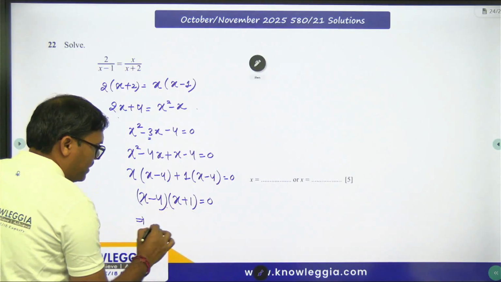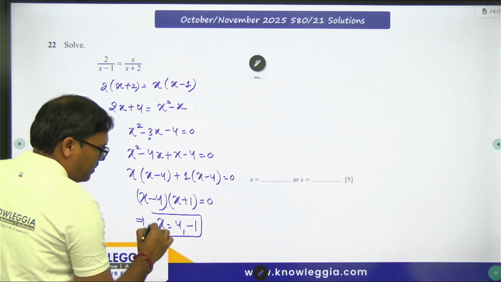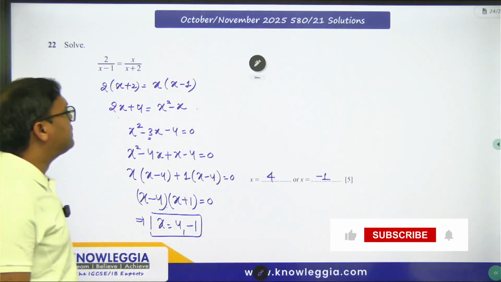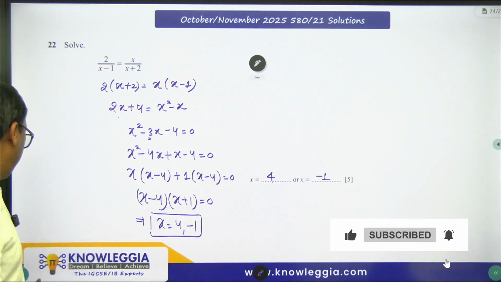So what are the values of x? x will be equal to 4 or minus 1. So what are the solutions? 4 and minus 1 is the answer for this question. 4 and minus 1 is the answer.